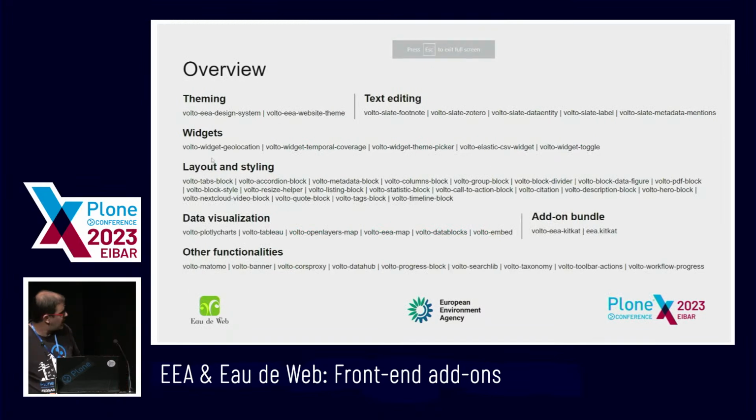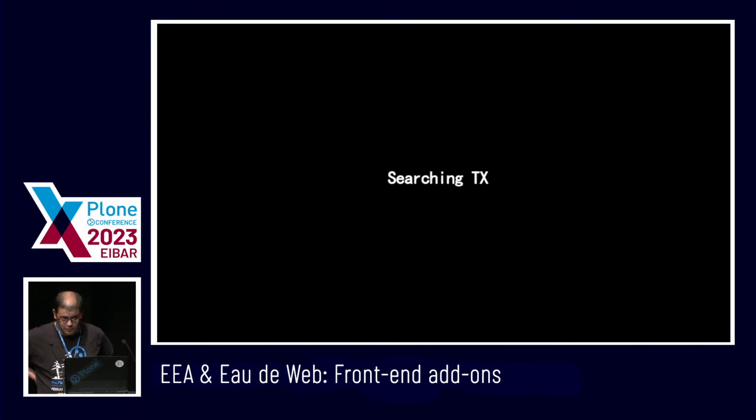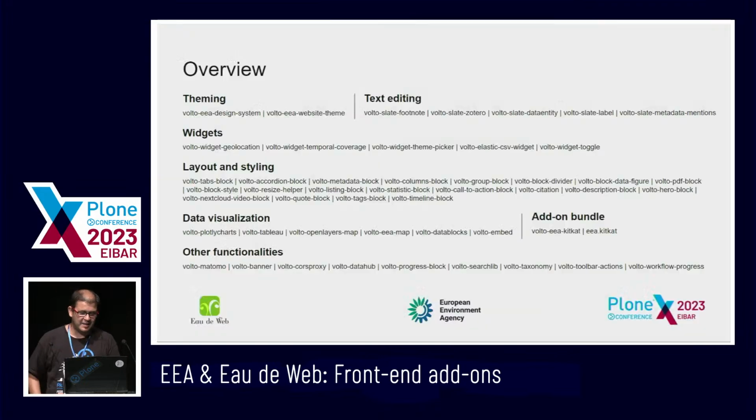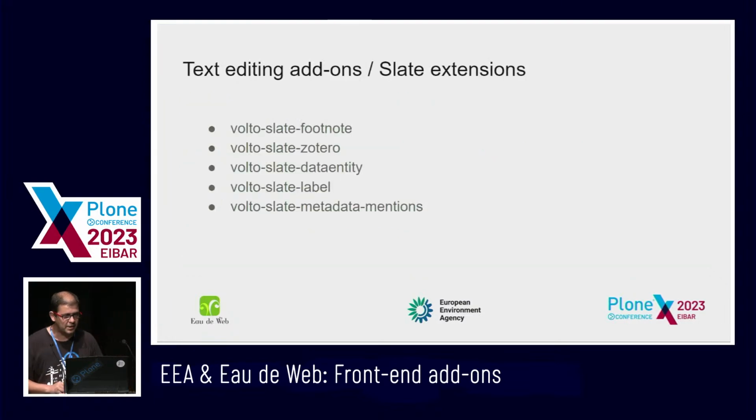Okay, so today me and Alin will try to present like 40 add-ons. Hopefully there will be time for that. And we group them a bit by category. So let's see. These add-ons are Slate extensions, Slate add-ons: footnote, Zotero, data entity, label, and metadata.